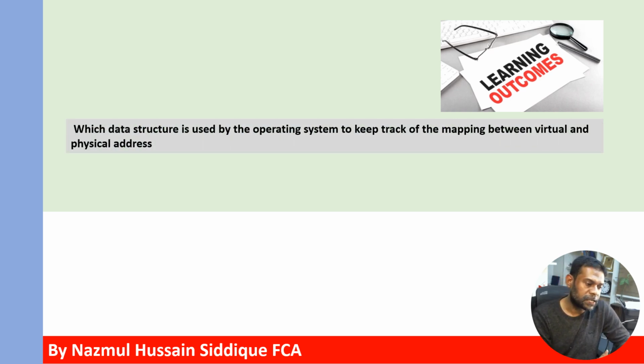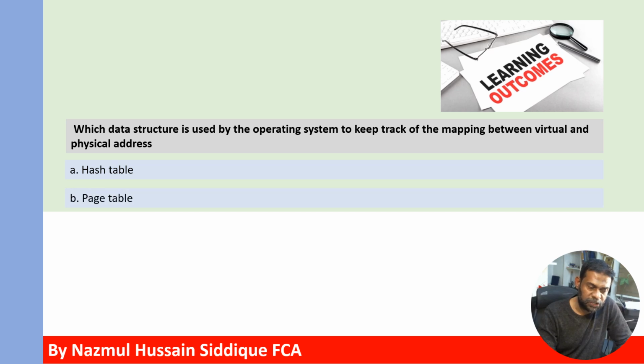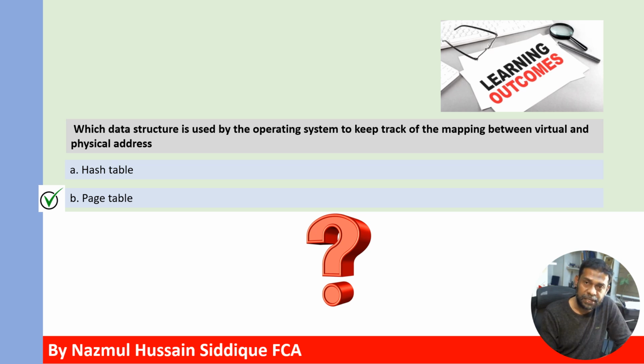Next question. Which data structure is used by the operating system to keep track of the mapping between virtual and physical address? A, Hash table, or B, Base table. Which one is the correct answer? The correct answer is B. Base table is a data structure which is used by the operating system to keep track of the mapping between virtual and physical address.